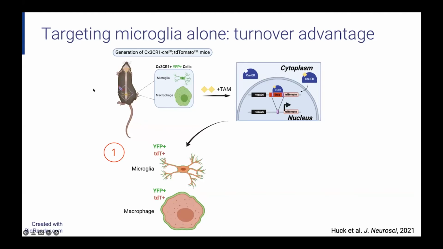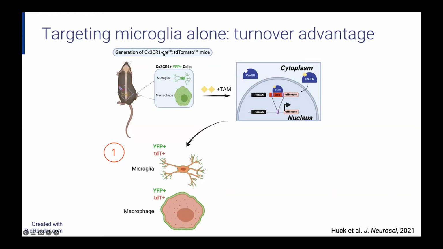And what I mean by that is that, as I mentioned, myeloid cells include both peripheral macrophages and microglia. But importantly, microglia are very slow to turn over. And in normal conditions, they're not replenished by peripheral cells. So they only can replenish from internal stores. And so what we did was we used this CX3CR1 CRE mouse.